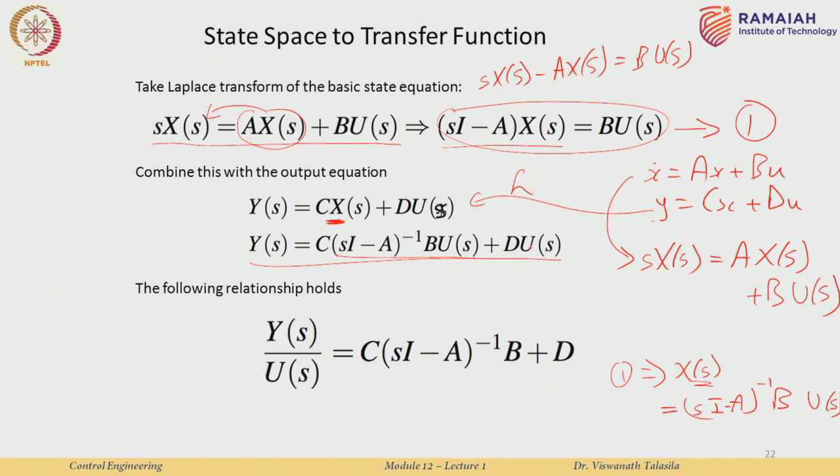Now we know that the transfer function is defined as G of s equal to the output by the input. So take the u terms common out of these two terms, and then divide by u of s, and you are going to get this. So this is the basic relationship between the transfer function and the state space model.